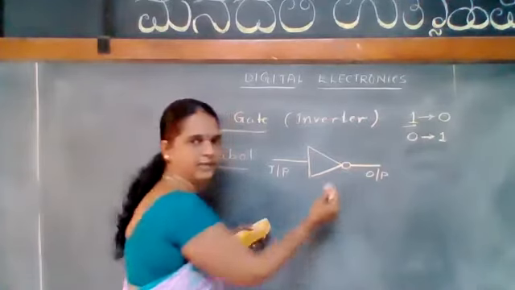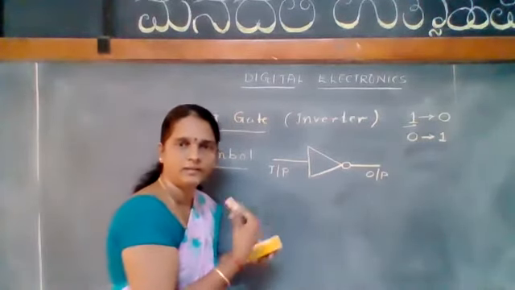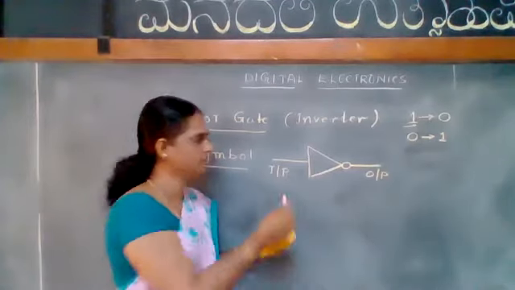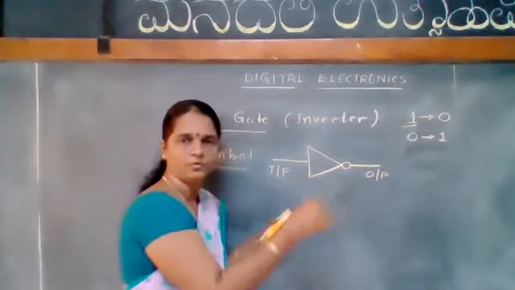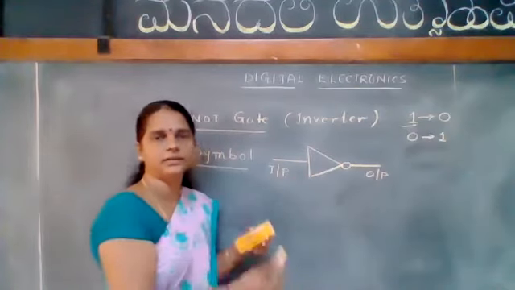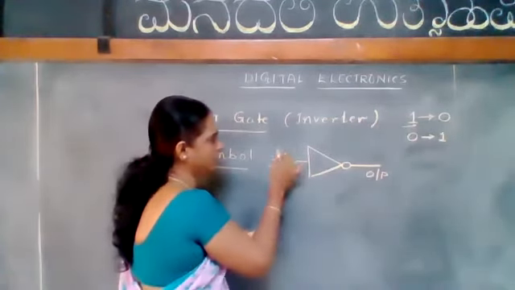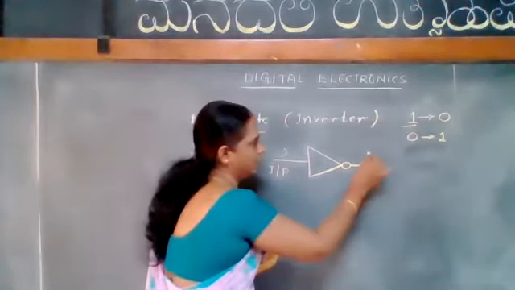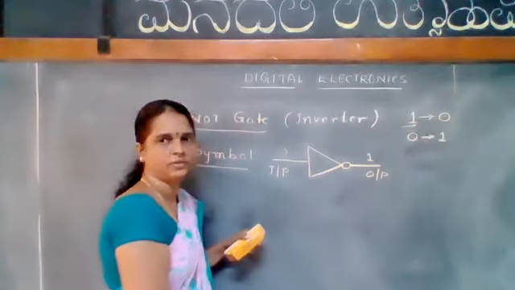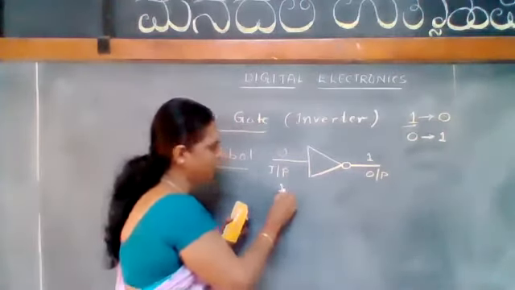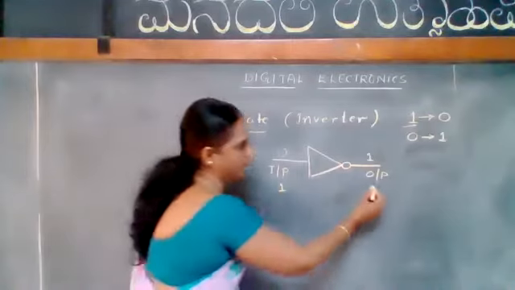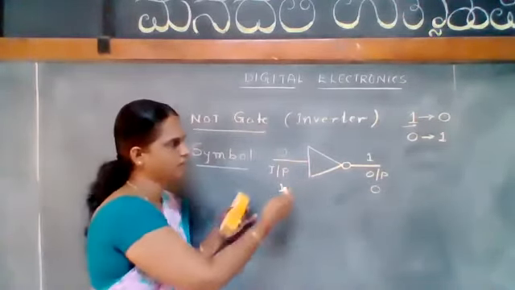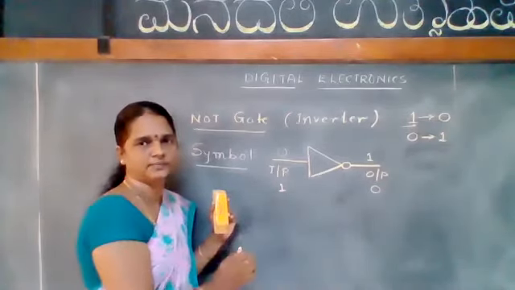This bubble indicates that this is an inversion. This device inverts the input. At the output terminal, we get the inverted input. That means if you give 0 as the input, at the output terminal you will get 1. If you apply 1 at the input, at the output terminal you get 0. This is how this inverter works.